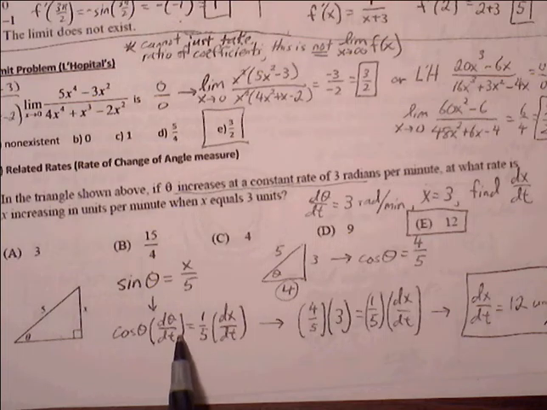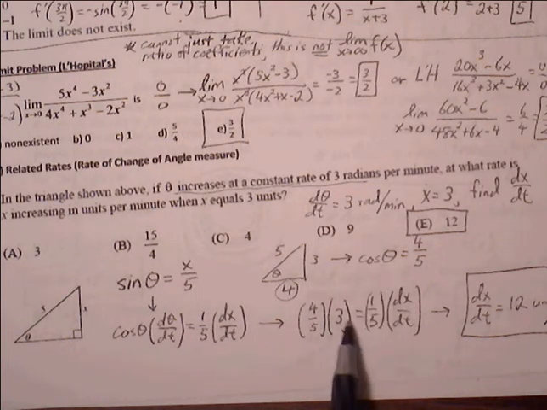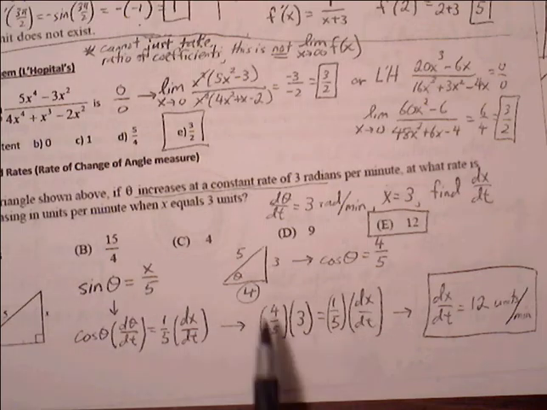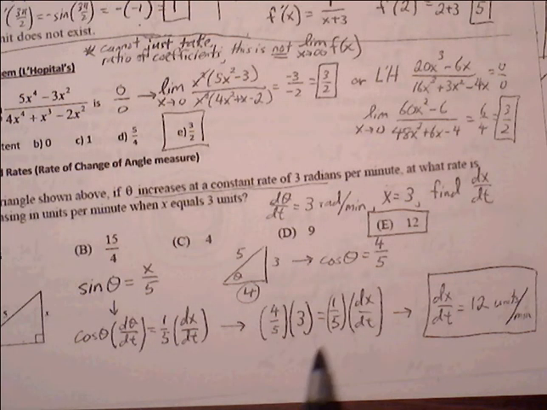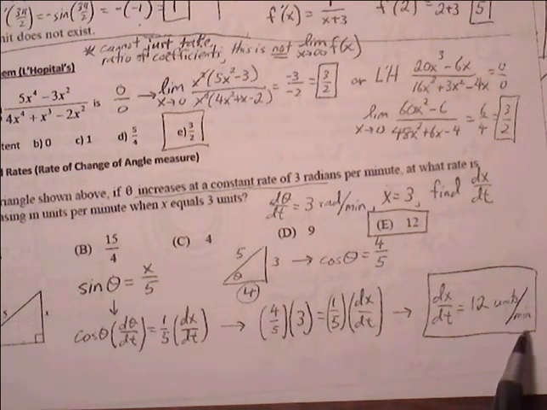d theta dt gets replaced with what was given in the problem, which is 3 radians per minute, equal to 1/5, that's the coefficient, and then dx dt is the missing variable that we're looking for. So dx dt, we can just multiply the 5 over, multiply by the reciprocal. The 5's cancel out. 4 times 3 is 12, so dx over dt is 12 units per minute.